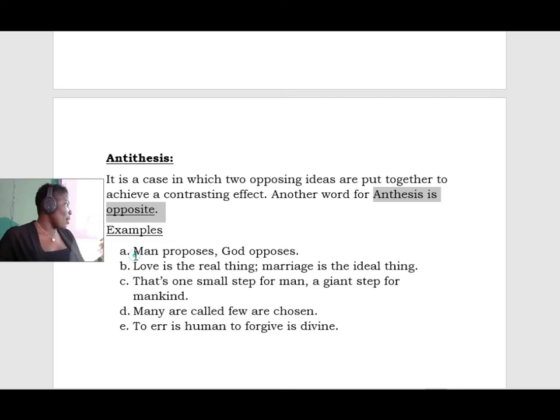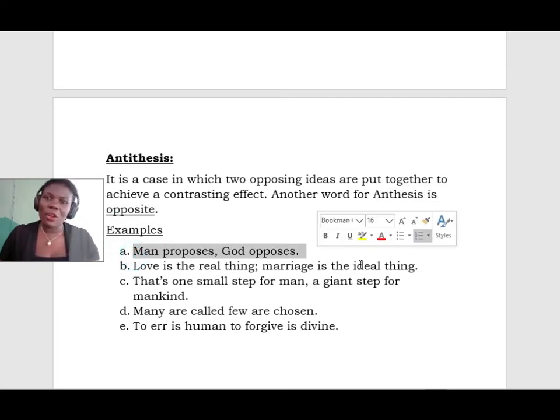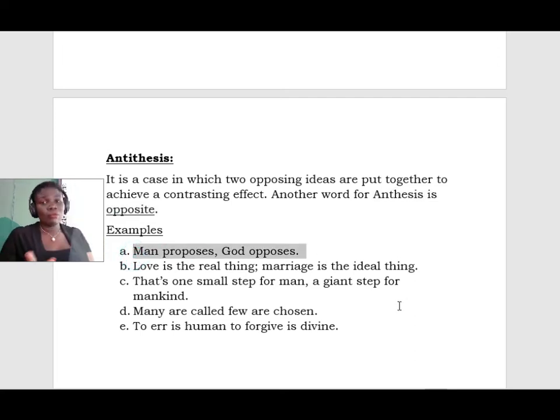Now, one of them here is man proposes, God disposes. Sorry. Man proposes, God opposes. These are statements we've heard over time. These are languages we are very much familiar with. In this case, you know what it means to say man proposes, God has a plan and man has a different plan. Man has a different plan, God has a different plan, and vice versa.